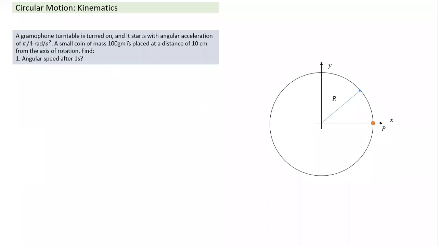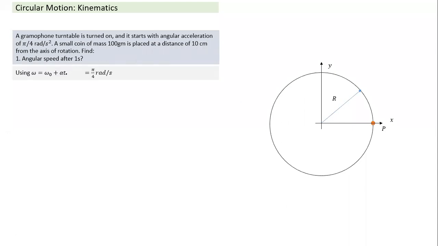This particular question, to recap, was related to constant angular acceleration. Constant angular acceleration is analogous to constant acceleration in linear motion, so three equations are valid. Just imagine it's a gramophone and you are looking from the top. A coin is kept here, and the gramophone is set into motion. It starts accelerating, and the coin also moves along. This is the angular acceleration.